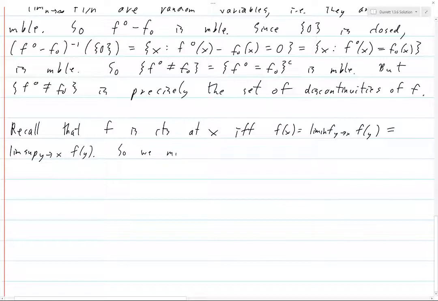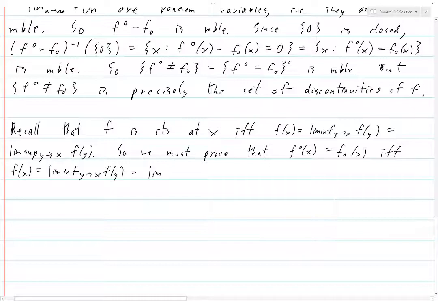So, we must prove that f upper 0 of x equals f lower 0 of x if and only if f of x equals lim inf as y goes to x of f of y equals lim sup as y goes to x of f of y. Alright, so let's do this. Suppose f upper 0 of x equals f lower 0 of x.